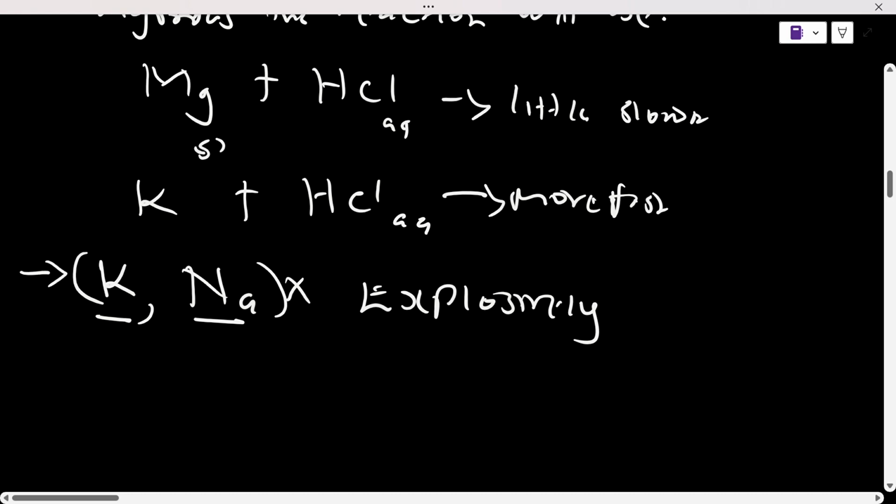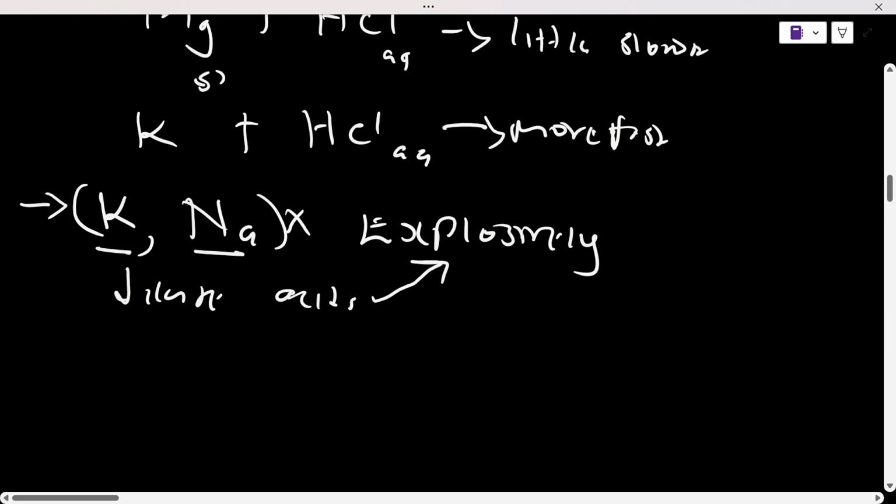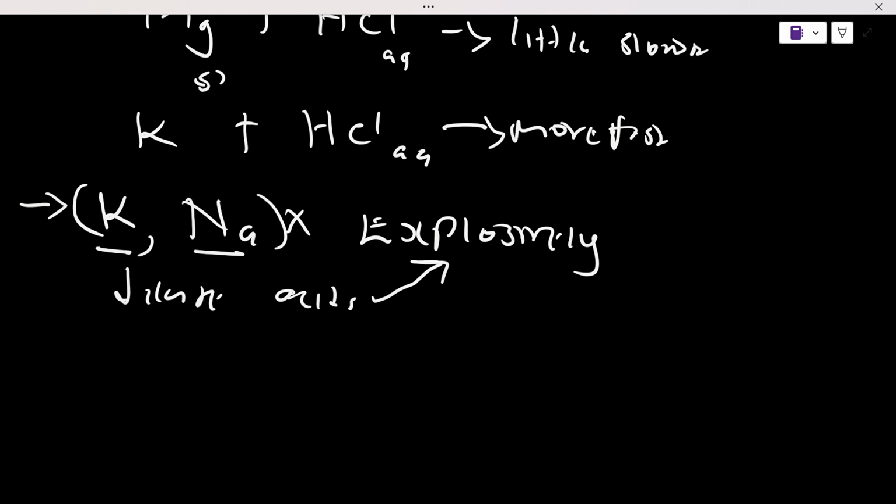Potassium and sodium react with dilute acids in an explosive way. So such a reaction should never be attempted in a congested laboratory, because there are always instances of fire and explosions, which might sometimes lead to injury. So it is always advised that any person who is trying to attempt this type of reaction should be very careful and should do it in a controlled way to minimize injuries.